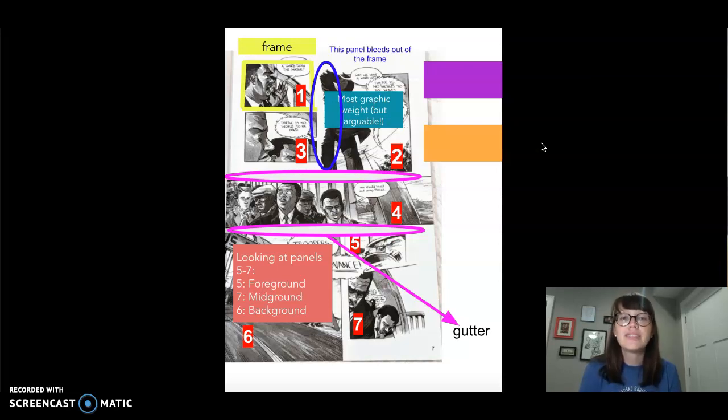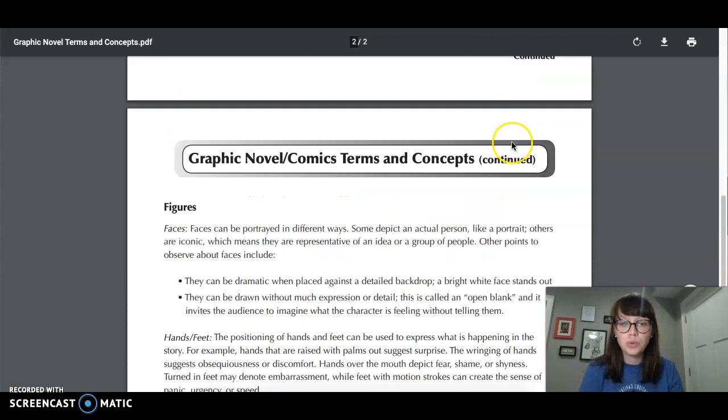But I would say it's even arguable. As long as you can make a claim that this panel or these panels XYZ have the most graphic weight, then I'm going to say you're not wrong, as long as you can argue it, as long as you can back it up. Now on to page 2.